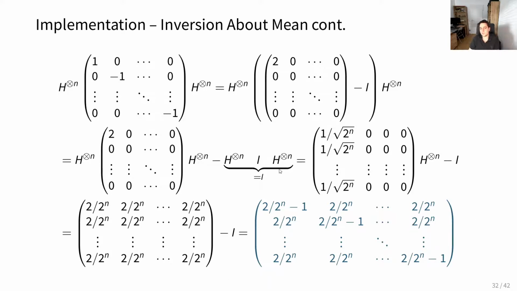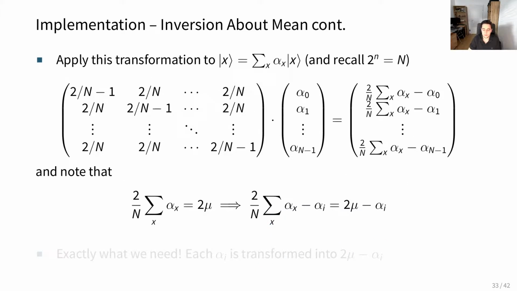And you may ask yourself, well, why does this do inversion about the mean, and how does this even help us? We just get a huge matrix now, and this looks quite random. However, it's not really random, because if we take this matrix and multiply an amplitude vector, a vector of weights, with this matrix, well, what happens?